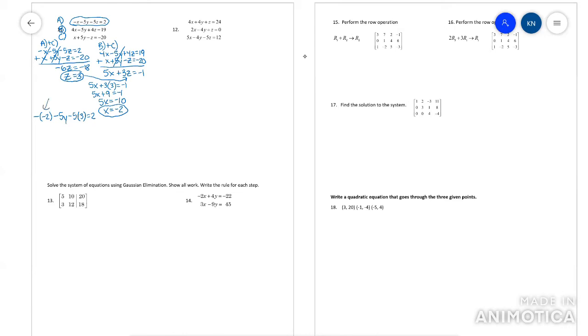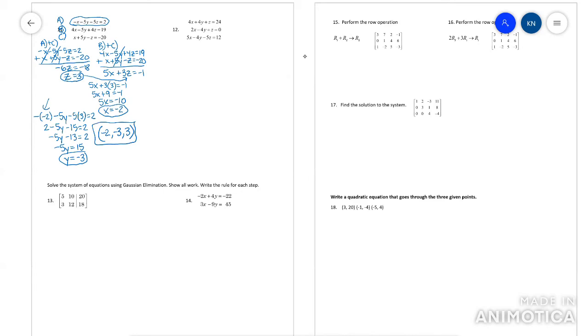This negative here just turns into a positive 2. Divide by -5 and you get -3 for your y. So your answer is written as an x, y, z coordinate. So it'd be -2, -3, 3. Just like that.